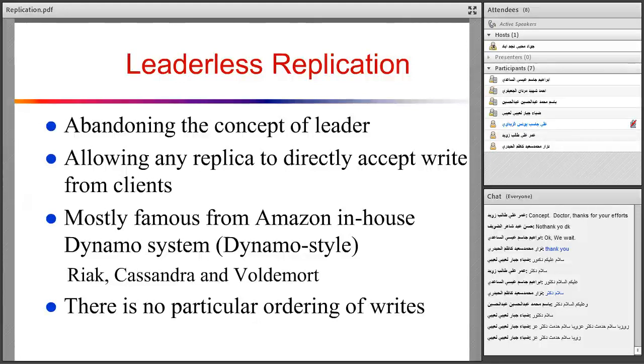In this type of replication, there is no particular ordering of writes, and this is a challenge. I'm going to talk about this challenge.